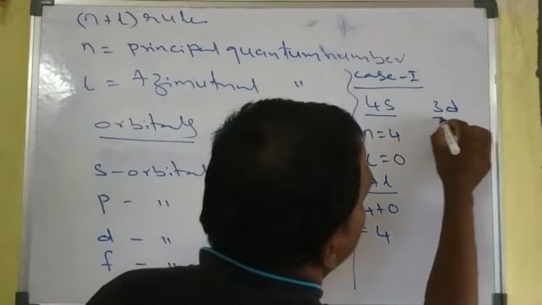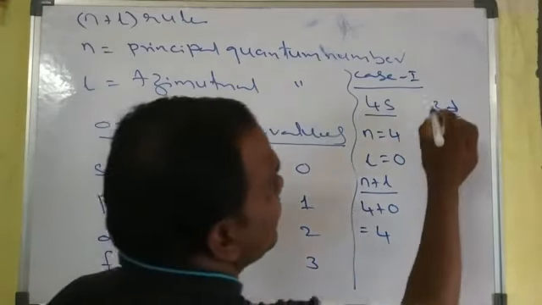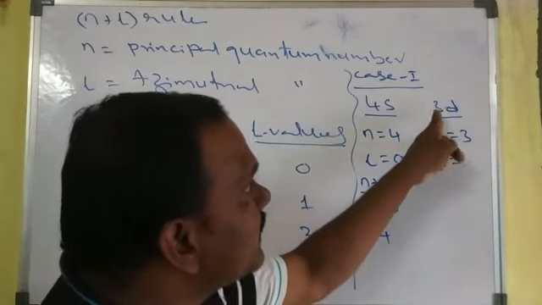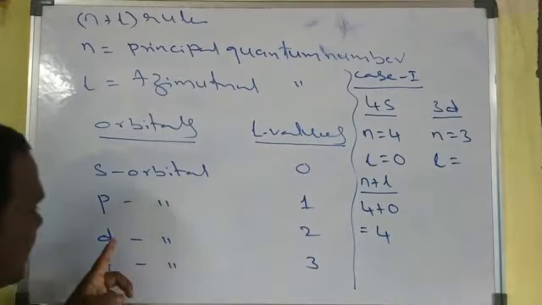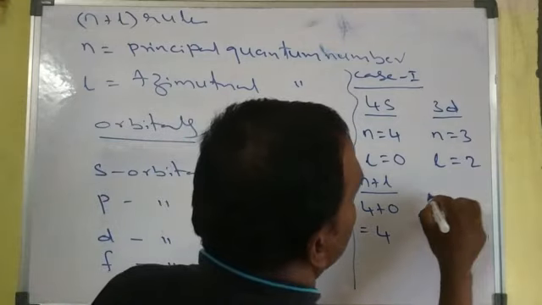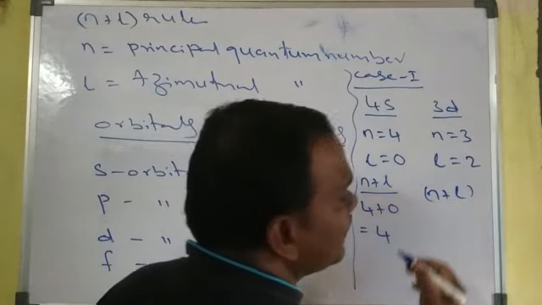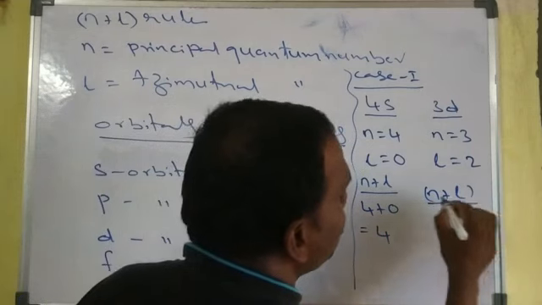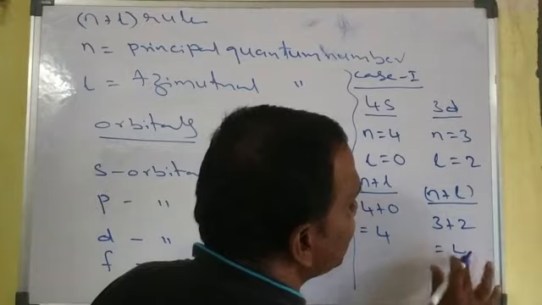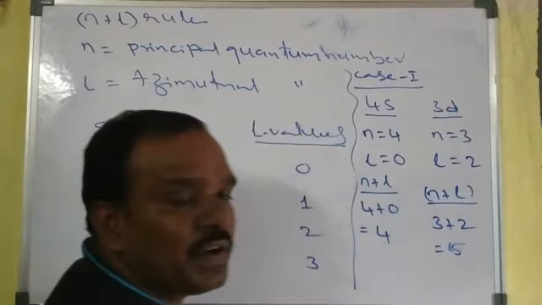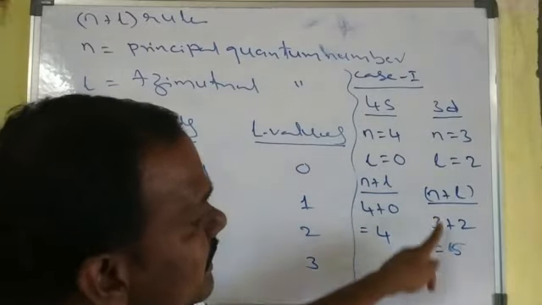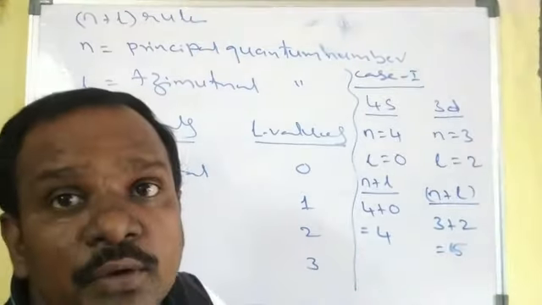For 3d orbital, n is equal to 3, and for d orbital, l value is 2. The sum of n plus l, n is equal to 3, l is equal to 2. So 3 plus 2 equals 5. Here for 4s the sum of n plus l value is 4. In 3d, n plus l value is 5.